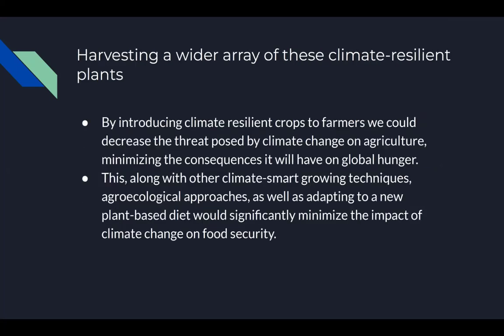So by introducing more climate-resilient crops to farmers, we could decrease the effects of climate change on agriculture, which will right now increase global hunger. And this, along with other climate-smart growing techniques, agroecological approaches, as well as adapting to a new plant-based diet, would really minimize the impact of climate change on food security.